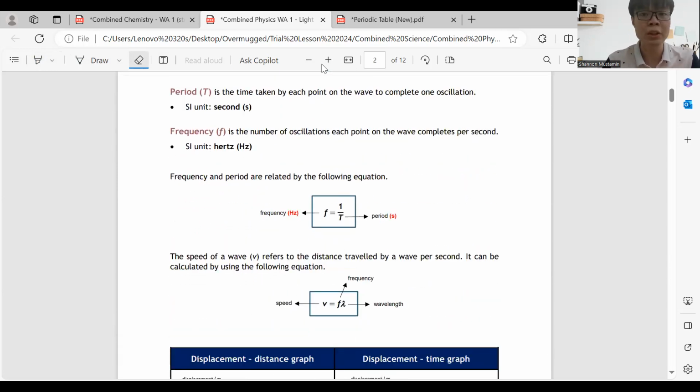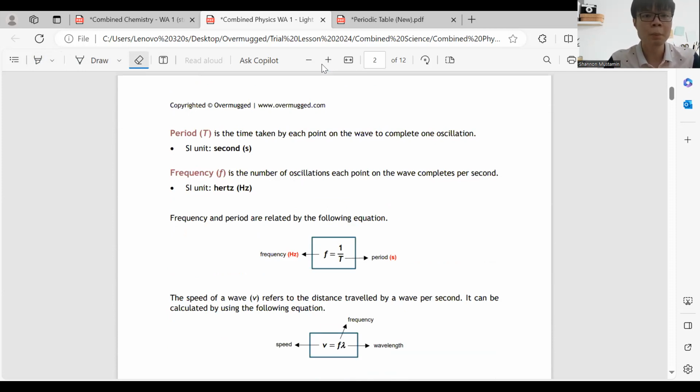Two key terms that you all need to understand. Period is the time taken by each point on the wave to complete one oscillation. What does this mean? Let's say for a transverse wave, your particle is going to move up, go down, and come back up to the original position. What is the time for the particle to make this full cycle?